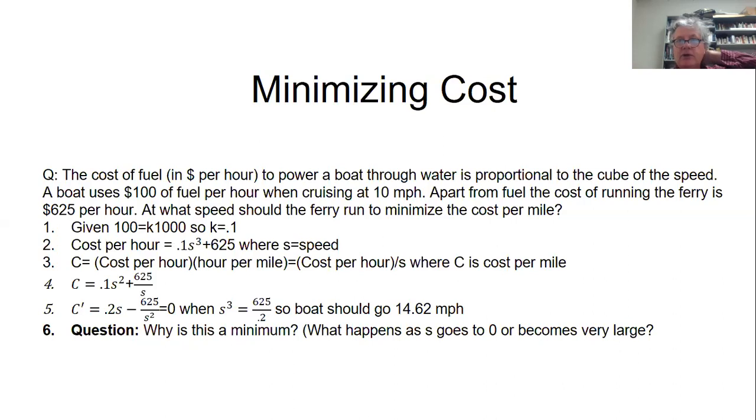Okay, and so your module question for this is, why is this a minimum? Because we didn't check to see whether it was a maximum or minimum, but it is the minimum. And the hint there is just look at the situation. What happens as the boat goes really slow or the boat goes really fast? Why does this have to be a minimum?